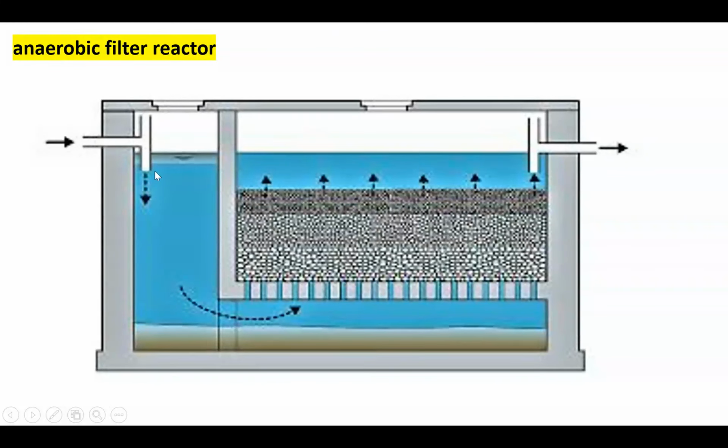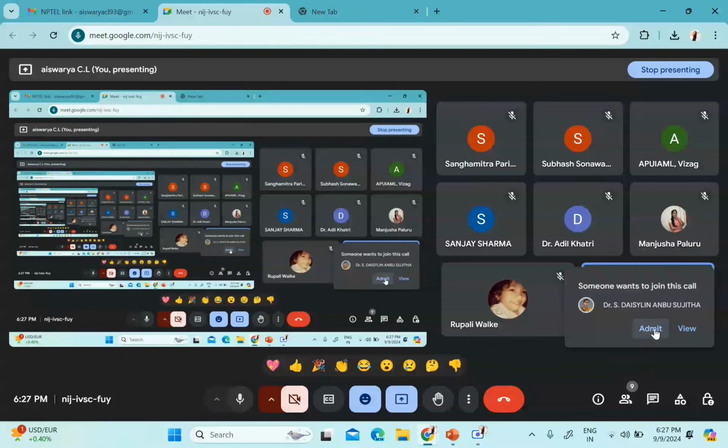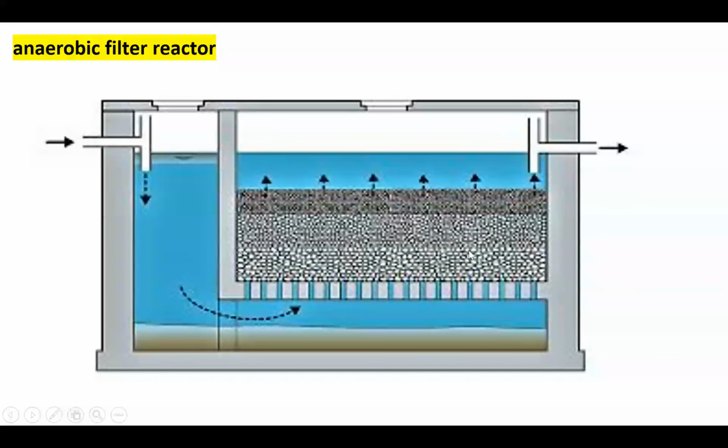Then its movement is from here, and then there is a bed of filters here. Then it is going upward, and this filter has microorganisms. Okay, so this filter has microorganisms which will degrade the organic matter in the wastewater, and the whole process is happening in this way.